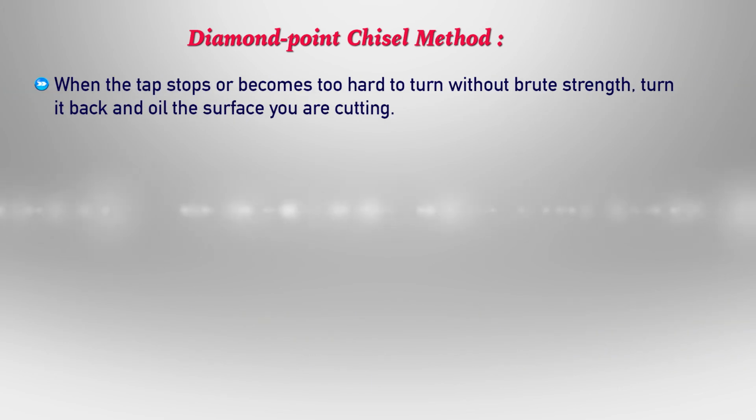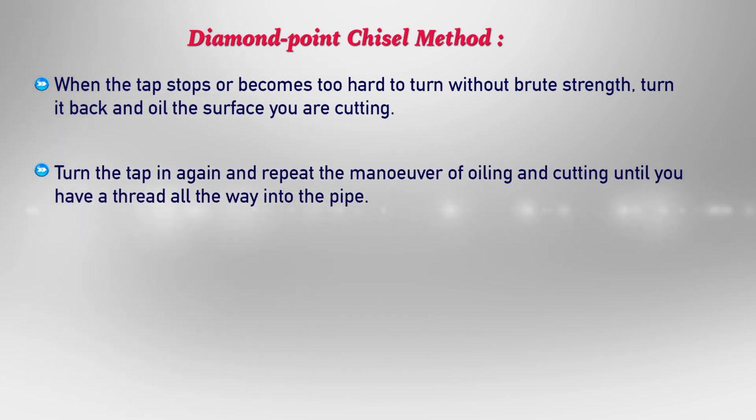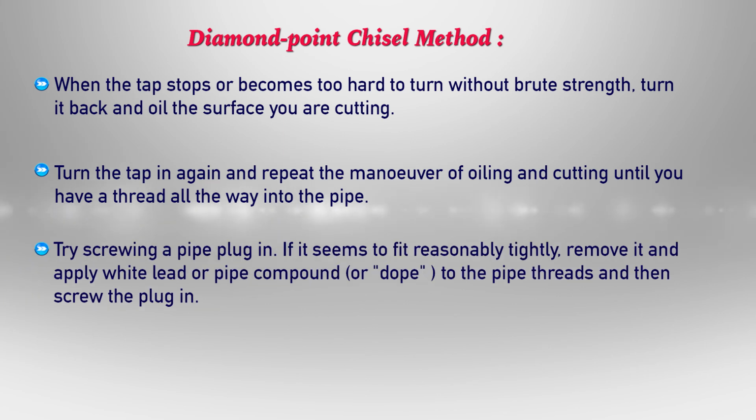When the tap stops or becomes too hard to turn without brute strength, turn it back and oil the surface you are cutting. Turn the tap in again and repeat the maneuver of oiling and cutting until you have a thread all the way into the pipe. Try screwing a pipe plug in. If it seems to fit reasonably tightly, remove it and apply white lead or pipe compound or dope to the pipe threads and then screw the plug in.